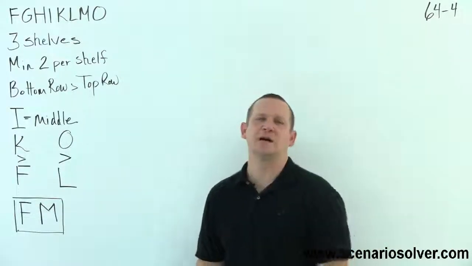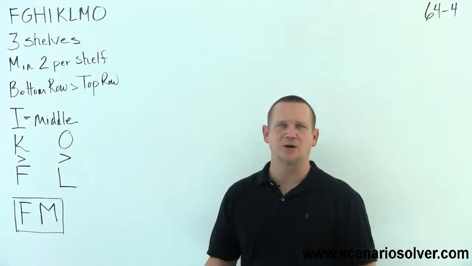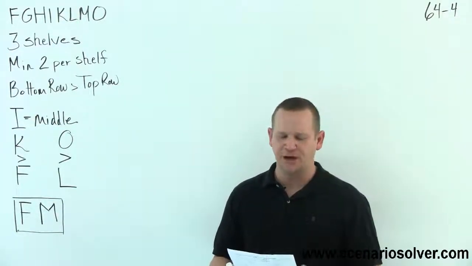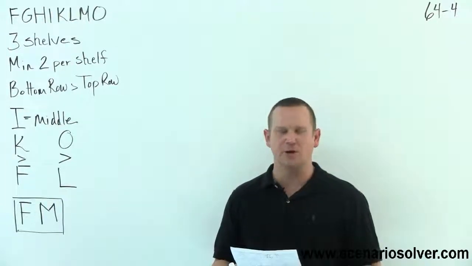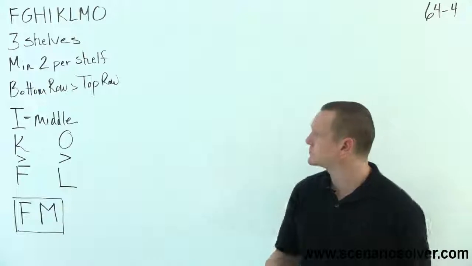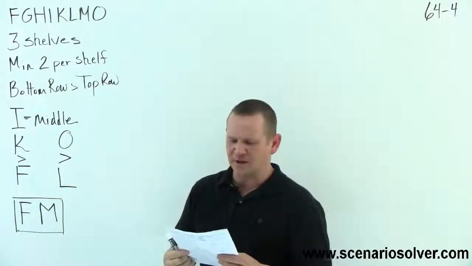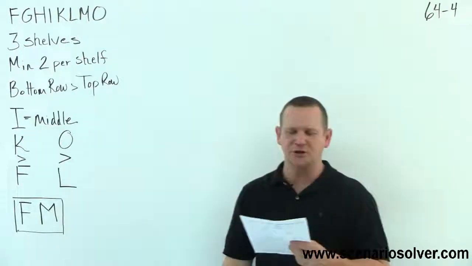Okay, we're looking at LSAT 64. This is October of 2011, Analytical Game 4. Exactly 8 books, F, G, H, I, K, L, M, and O, are placed on a bookcase with exactly 3 shelves. So the variables, we have 3 shelves. At least 2 books are placed on each shelf.